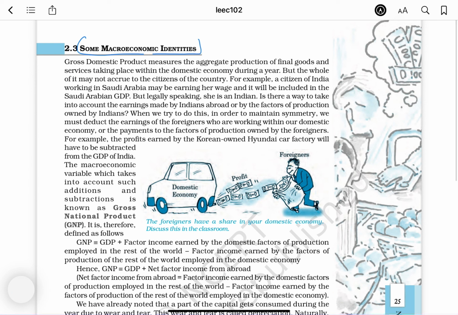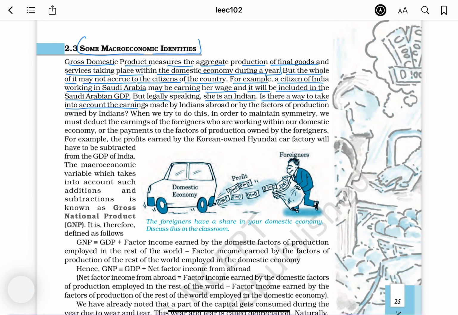Some macroeconomic identities. Gross domestic product measures the aggregate production of final goods and services taking place within the domestic economy during a year, but the whole of it may not accrue to the citizens of the country. For example, a citizen of India working in Saudi Arabia may be earning her wage and it will be included in the Saudi Arabian GDP, but legally speaking, she is an Indian.